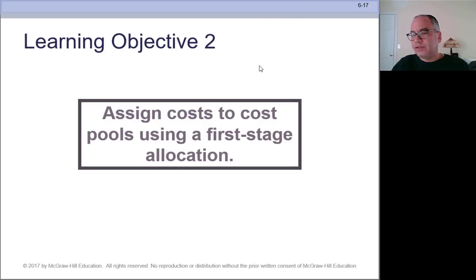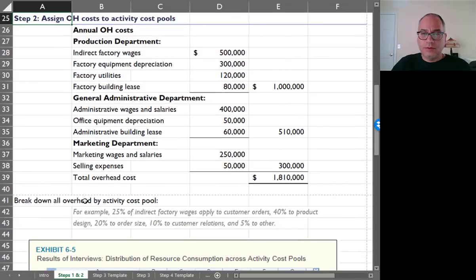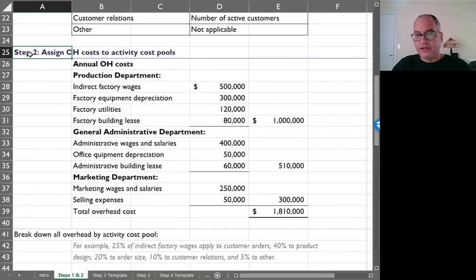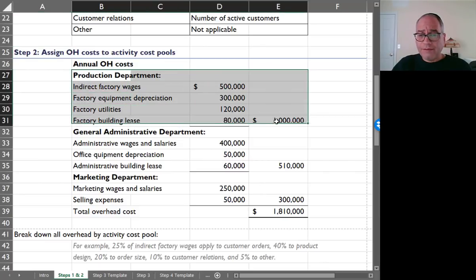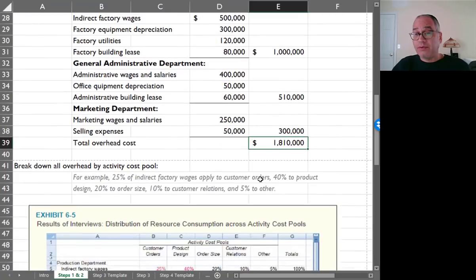The next step is to assign costs to cost pools using a first stage allocation. So to do this, we go to step 2 and assign overhead costs to activity cost pools. So let's look at our overhead costs for a moment. Here you can see a summary of overhead costs. We have 3 different departments that are incurring overhead, and this adds up to 1810 because we said total overhead was 1810, but now we're breaking it down.